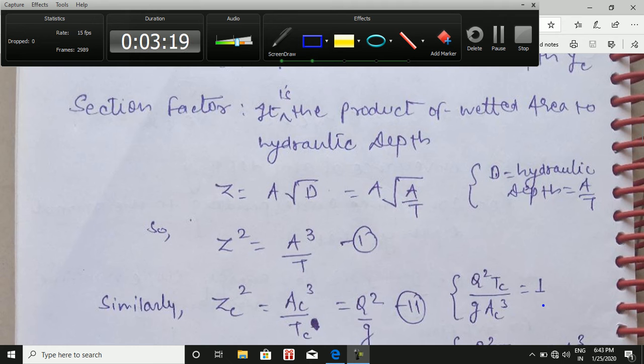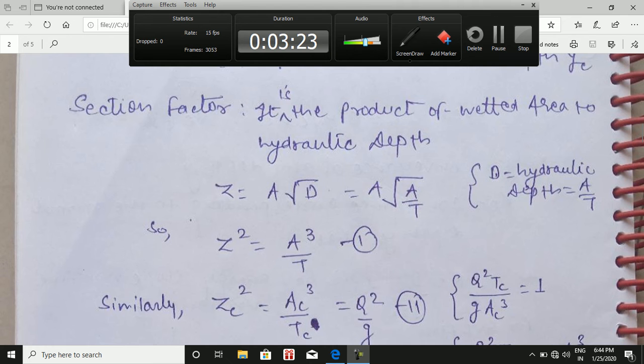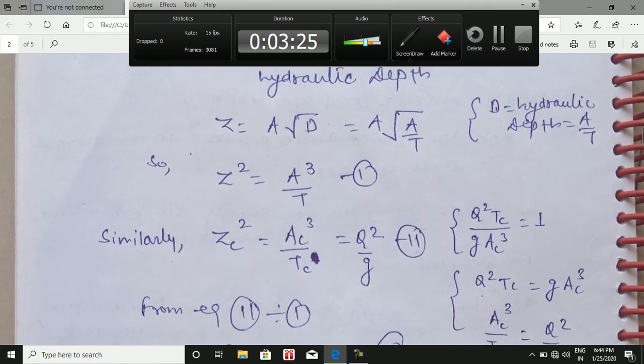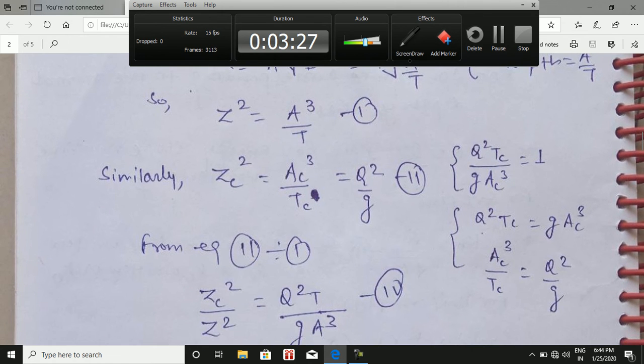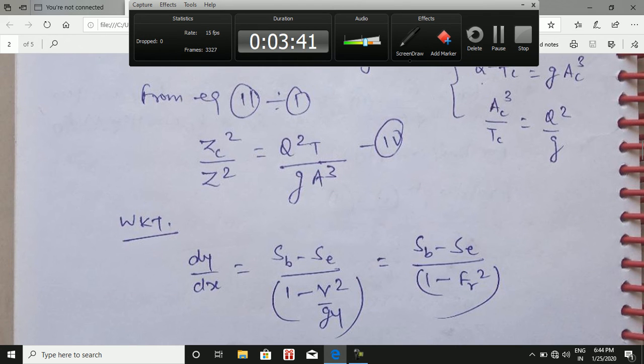So by this we can calculate ZC as follows: Q square TC is equal to G AC cube, or AC cube upon TC is equal to Q square by G. So Z square C is equal to AC cube upon TC, that is equal to Q square by G. That is equation number 3. From equation 3 divided by equation 1, we can calculate ZC square upon Z square is equal to Q square T upon G A cube. That is equation number 4.